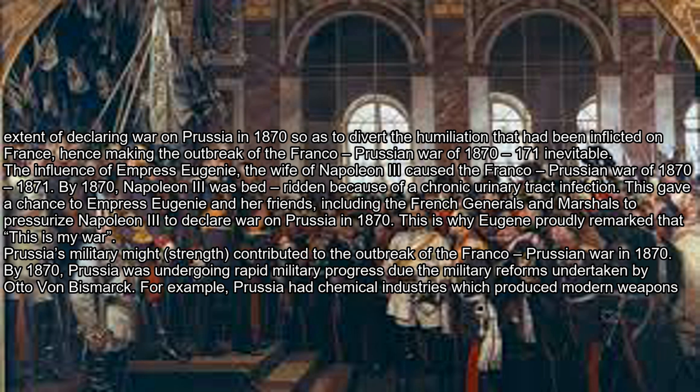Prussia's military strength contributed to the outbreak of the Franco-Prussian War in 1870. By 1870, Prussia was undergoing rapid military progress due to the military reforms undertaken by Otto von Bismarck. For example, Prussia had chemical industries which produced modern weapons.